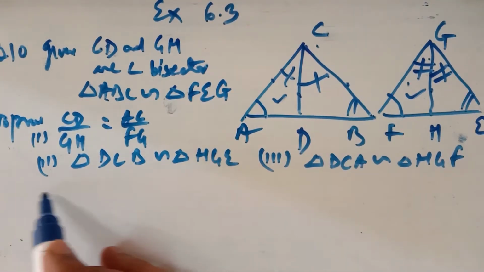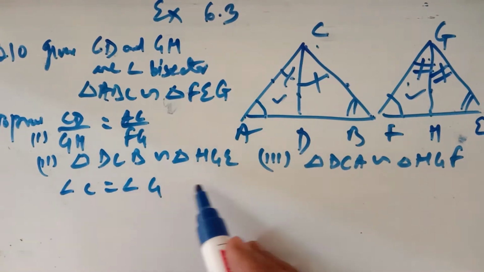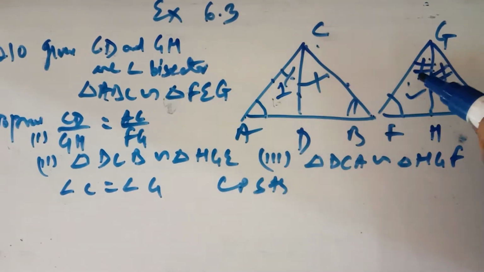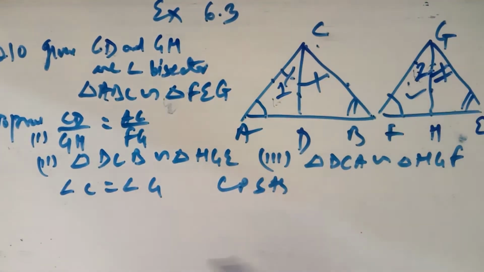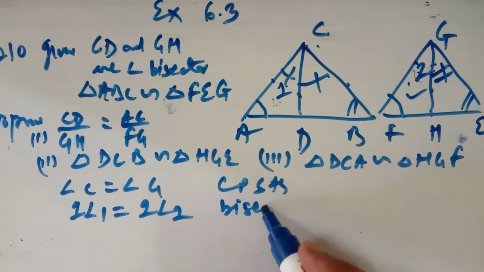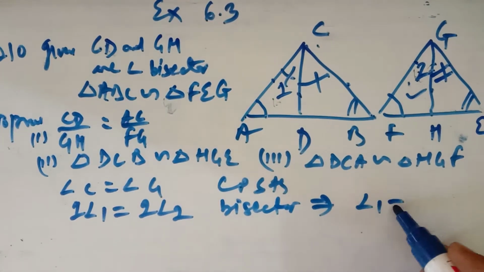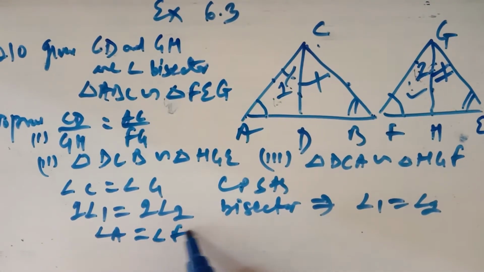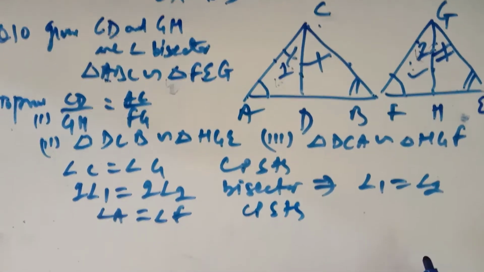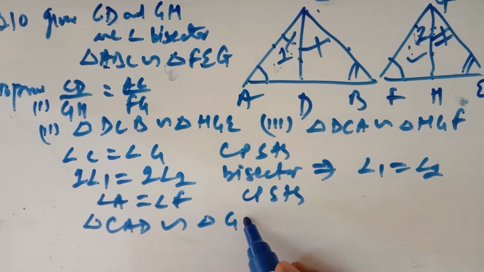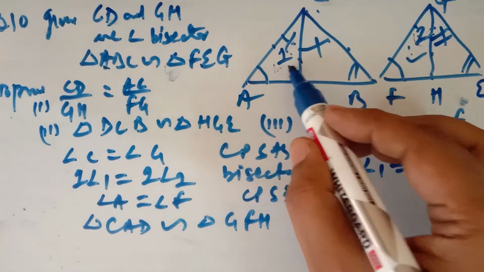So first of all, angle C is equal to angle G, corresponding parts of similar triangles. And if you let this angle be 1 and this angle be 2, you can put that twice of angle 1 is equal to twice of angle 2, because angle bisectors are given. So angle 1 will be equal to angle 2. And angle A is equal to angle F, because corresponding parts of similar triangles are equal. So we can say that triangle CAD is similar to triangle FGH by AA similarity.